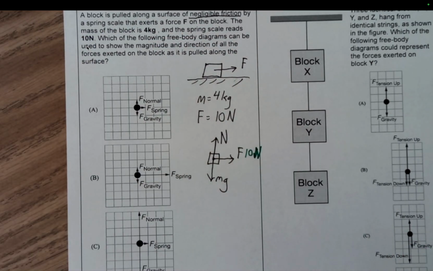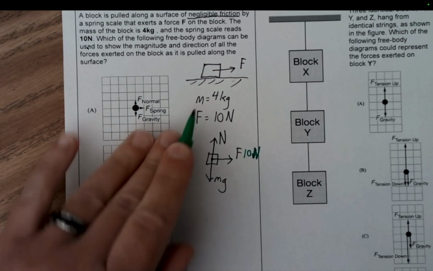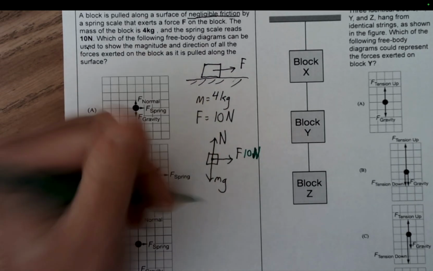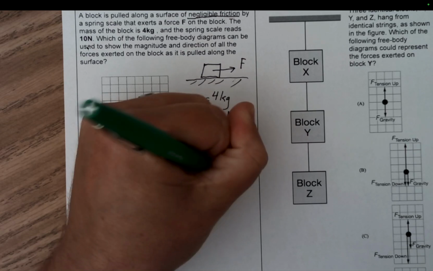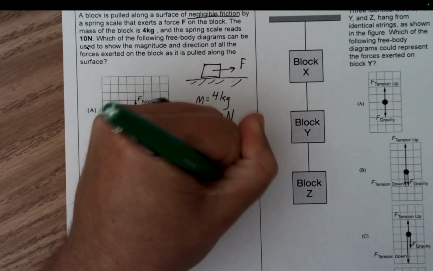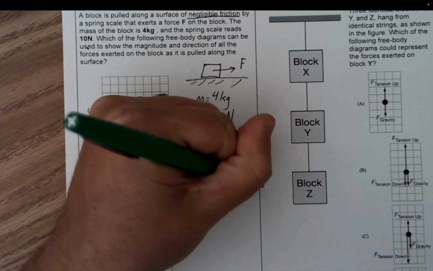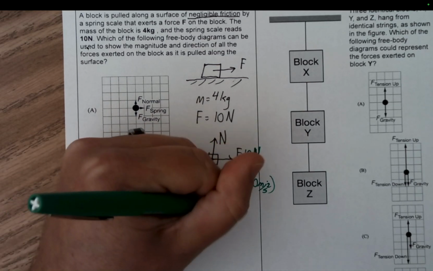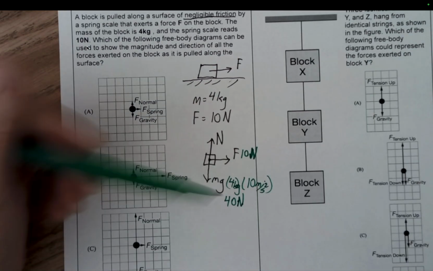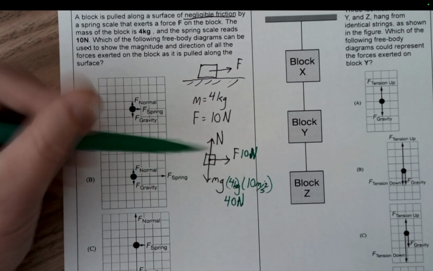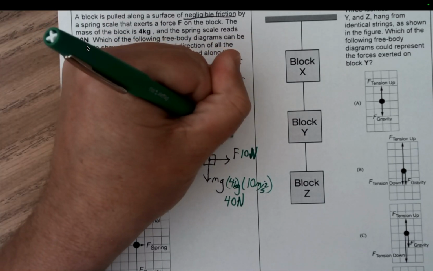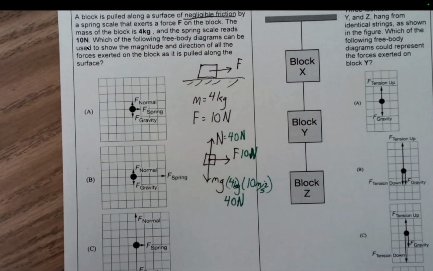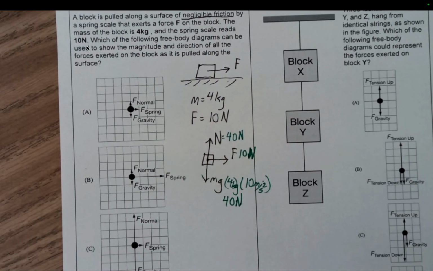So I know that that has 10 newtons. And I know the mass here is 4 kilograms. So 4 kilograms times the gravitational field, which is that 10 meters per second squared, or 10 newtons per kilogram. So 4 times 10, so this will be 40 newtons. So if I see that that's 40 newtons, it wasn't accelerating in the y direction, so that means this also should be 40 newtons as well. So my normal force should be 40 newtons.